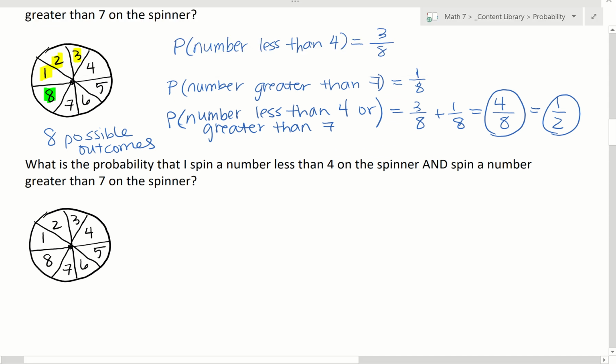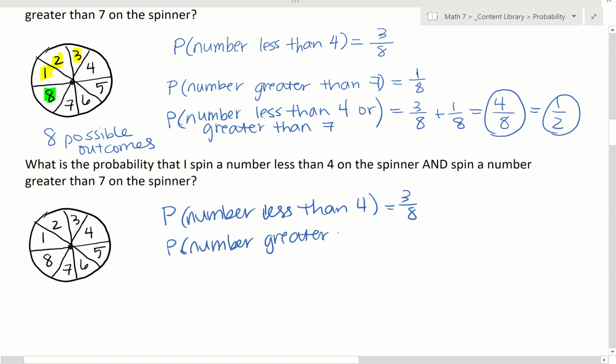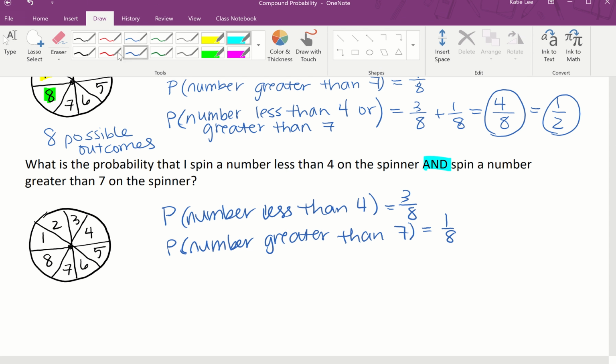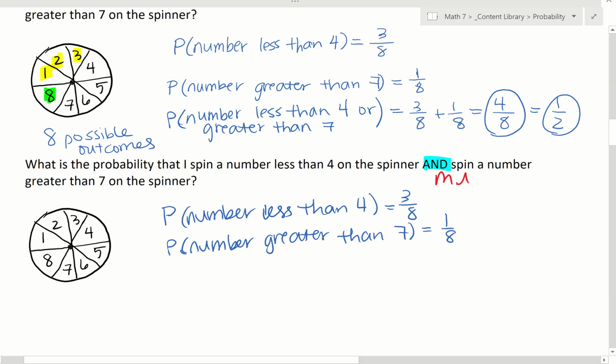Sorry guys, technical difficulties. So the probability of a number less than 4, we said was 3/8, and the probability of a number greater than 7 is 1/8. For and, that means multiplication, if we remember. So and means I'm going to multiply. Okay, don't forget that. This is multiply.